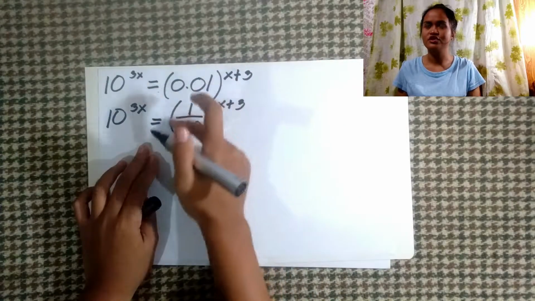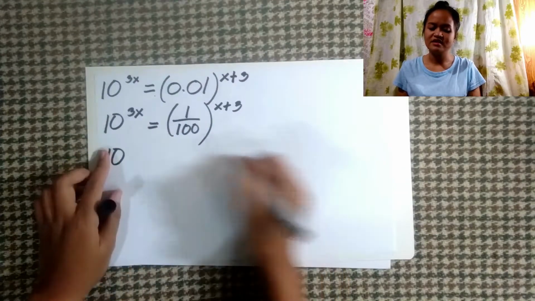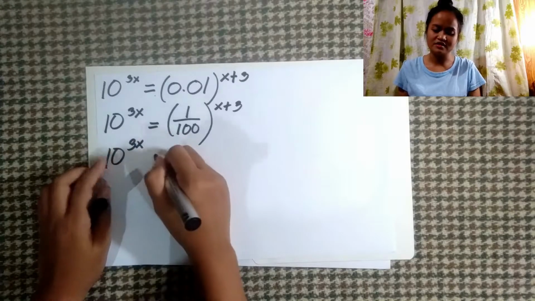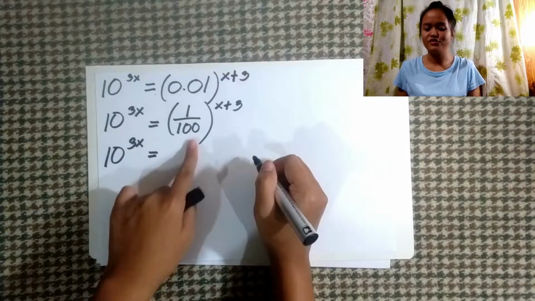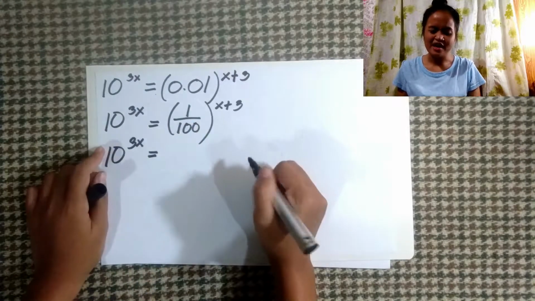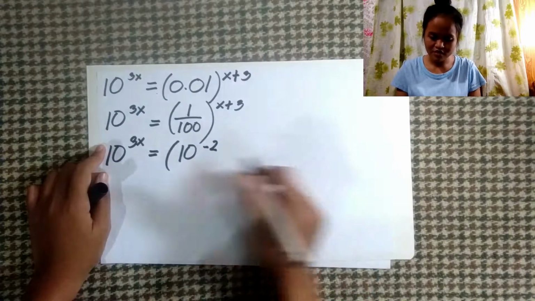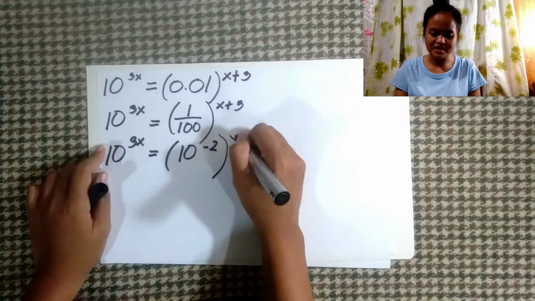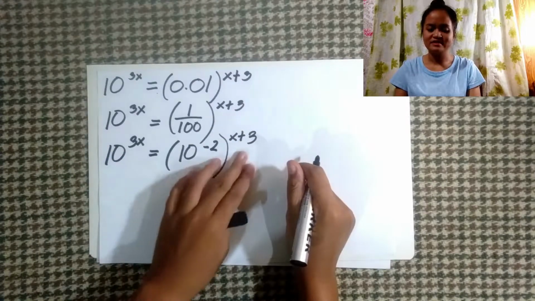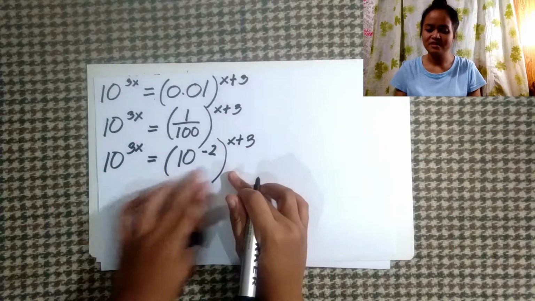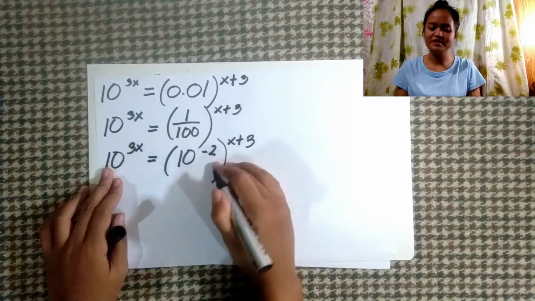So 1/100. Using the law of exponents, we can write that as 10 raised to 3x equals, 1/100 is just equal to 10 raised to negative 2. So just copy the exponent, x plus 3. So we have here equal bases, 10 and 10. So let's deal with the exponents.